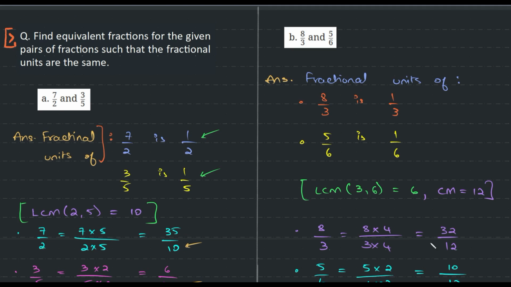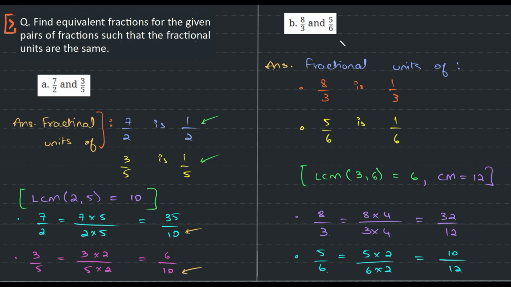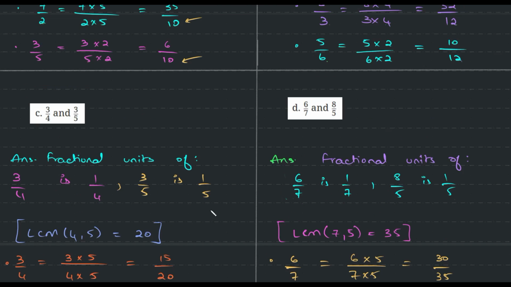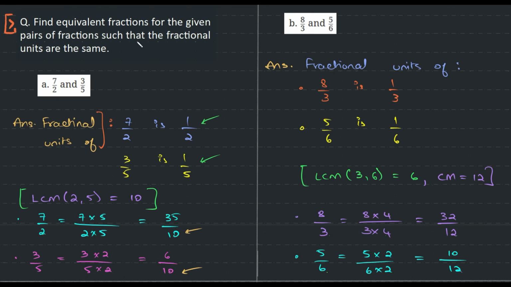Okay, so you can pause and have a look. See, all these are concepts of equivalent fractions, but with a twist of fractional unit between two numbers, trying to make them equal. So here the fractional unit turns out to be 1 by 10. Here the fractional unit between these two numbers turns out to be 1 by 12. And here the fractional unit turns out to be 1 by 20. And here the fractional unit turns out to be 1 by 35. And that's how we are getting equivalent fractions and also making the given two fractions have the same fractional units.